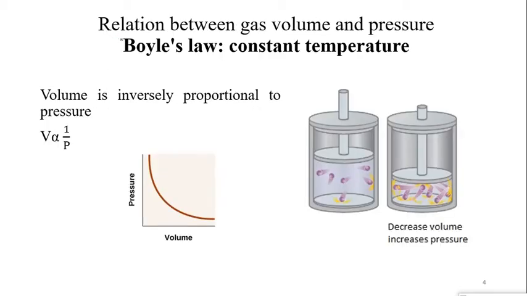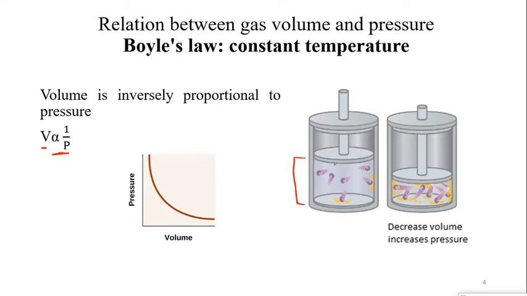If you look at the relation between gas volume and pressure, we name this Boyle's law. Boyle's law states that at constant temperature, the volume is inversely proportional to the pressure of the gas. This means V is proportional to 1 over P. If we draw the relation between the pressure and the volume, we can see that it represents a curve.